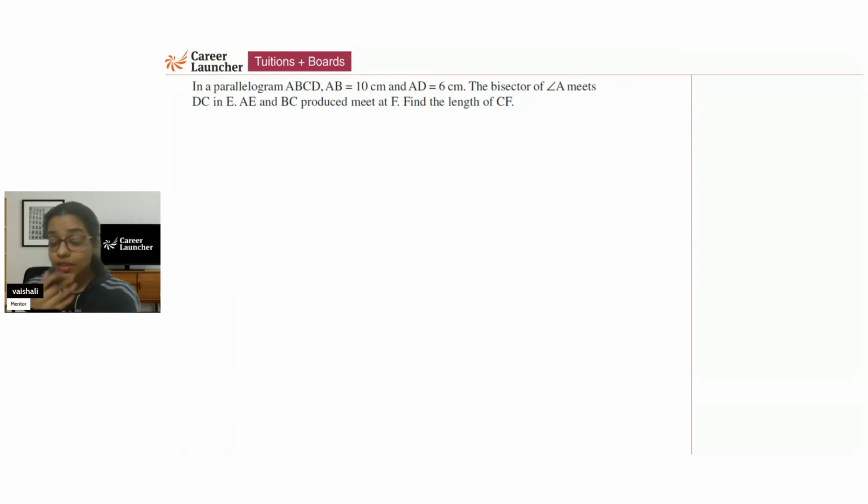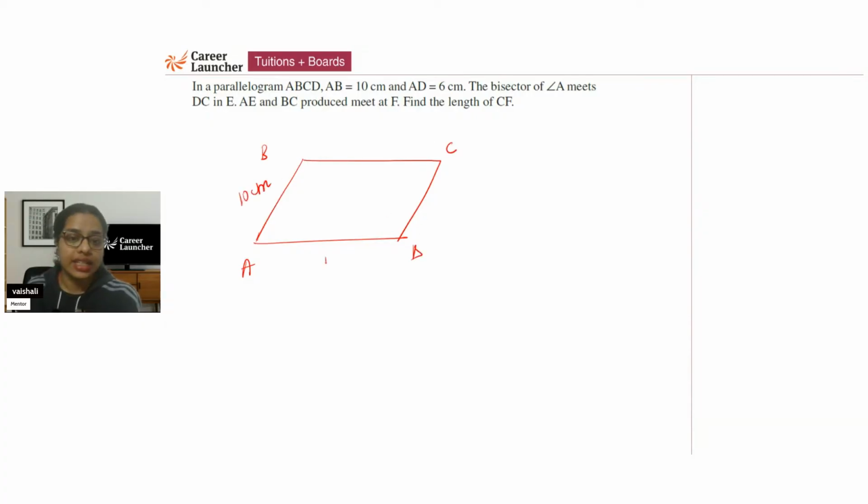So in this case, we are having ABCD, which is a parallelogram. Right? So this is A, B, C, and D. So AB is 10 centimeters, AD is 6. And the bisector of A meets DC at E.